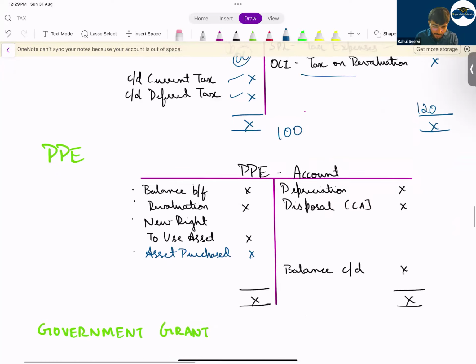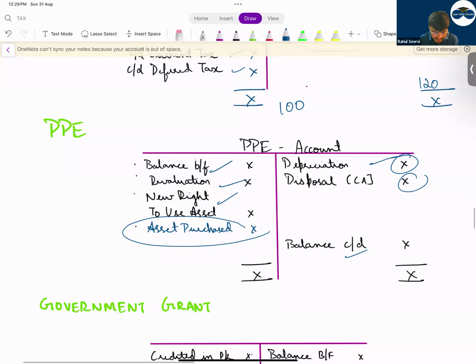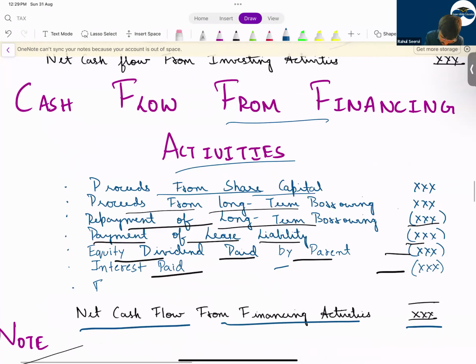Then after this, for PP, what will you do? We'll record balance brought forward, carry forward, opening, closing. Then any revaluation gain increases the value of the PP. After this, any right-of-use asset you will add. Any depreciation reduces the value. Disposal also reduces the value. You will do this. Then whatever is the difference will be on the debit side. That will be the asset purchase. So here, one minute, payment of lease. Write that down here.